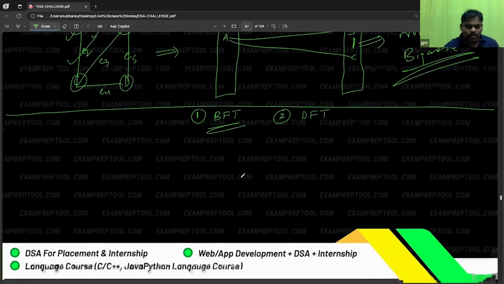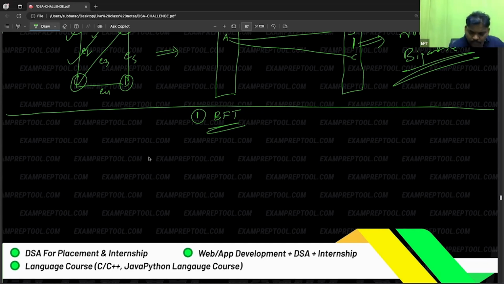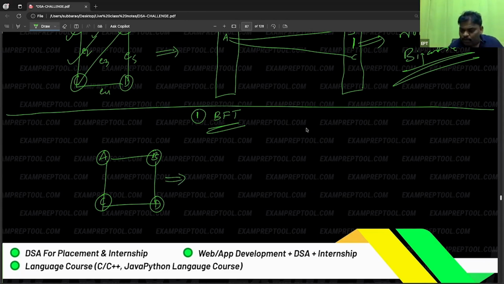Let's start how to solve this problem using BFT. Careful, everyone. A, B, C, D. Everyone observe how you are going to do it using BFT. I'm going to explain it here. So, A, B, C, D.